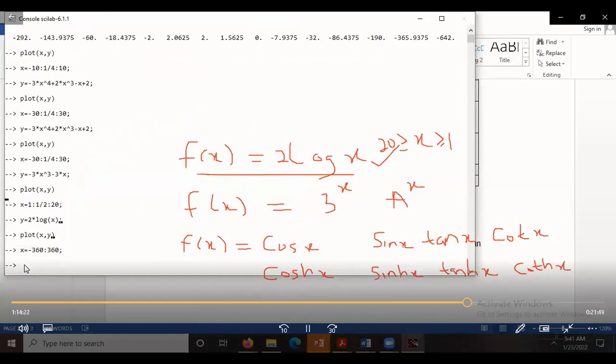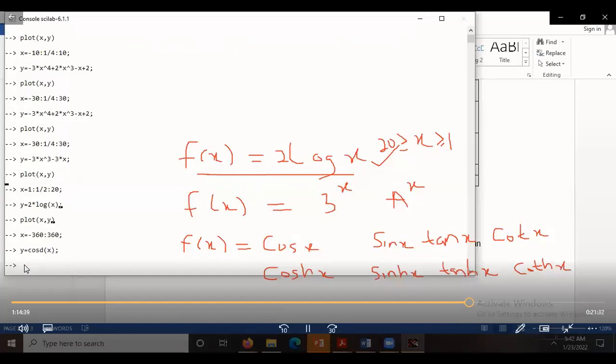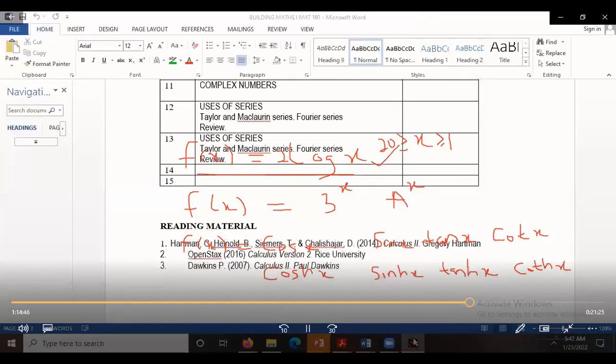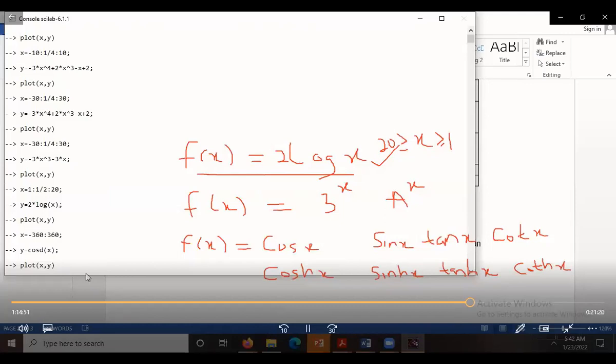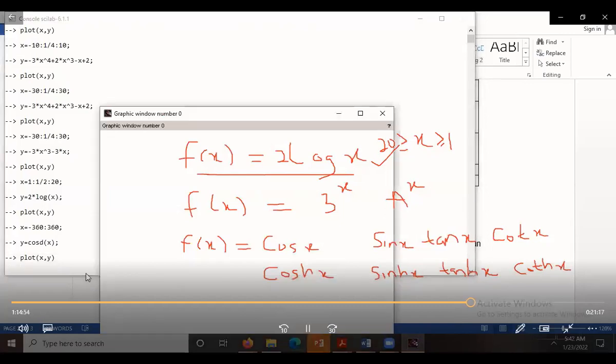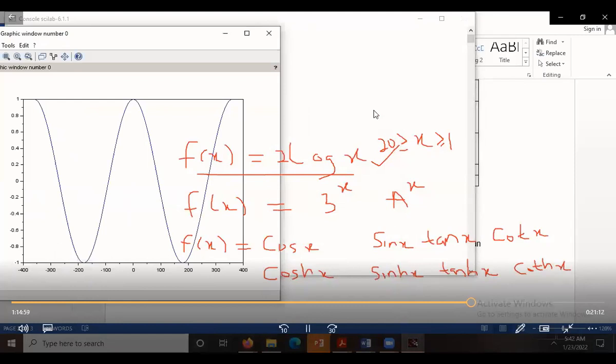Then we want y to be equal to, let's say, cos of x. Okay, we keep the output. Then I want to plot x, y. Like I said, always make sure your previous graph is closed before you graph. So once we plot it, yeah, we are seeing the graph of the function cos of x.